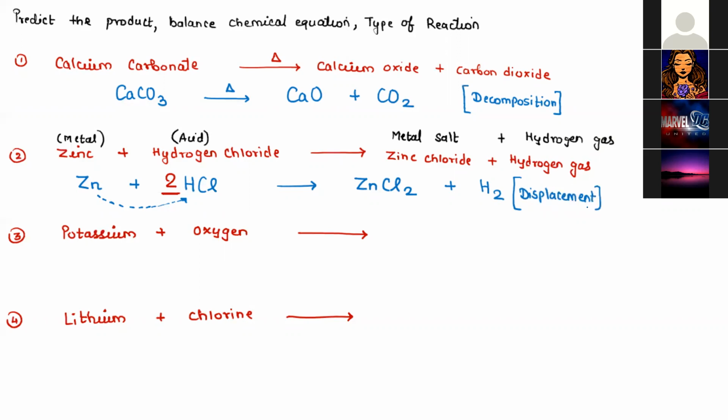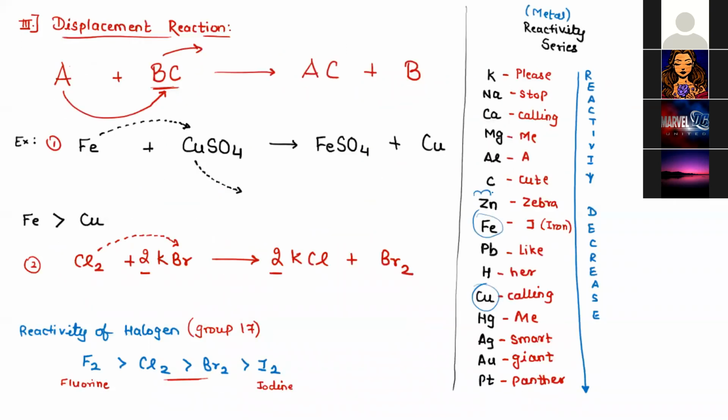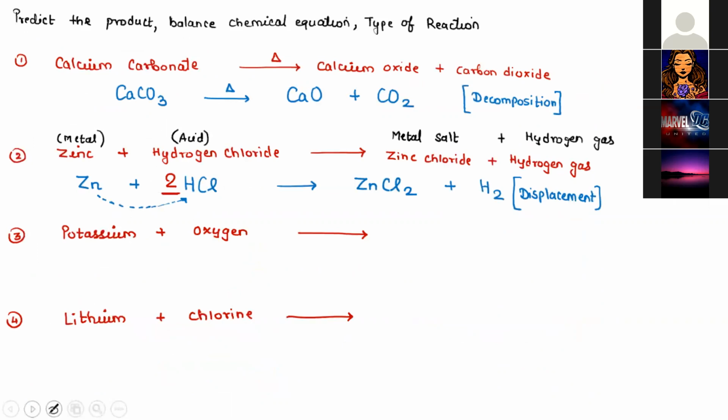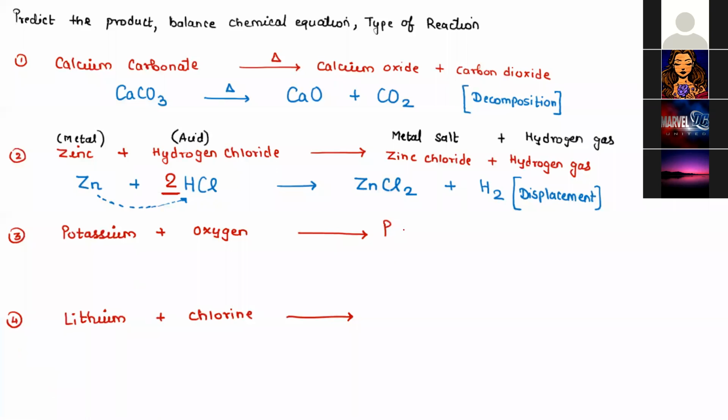It's a displacement because zinc is more reactive than hydrogen. If we go back to our reactivity series, look where is zinc and look where is hydrogen. So zinc is more reactive. Yes, Ayush, I can hear you now. My mic was unplugged. No problem, Ayush. Okay, let's go for the next one. Potassium plus oxygen gives you potassium oxide.